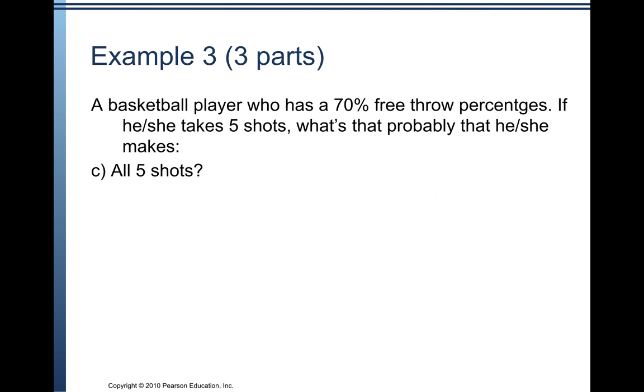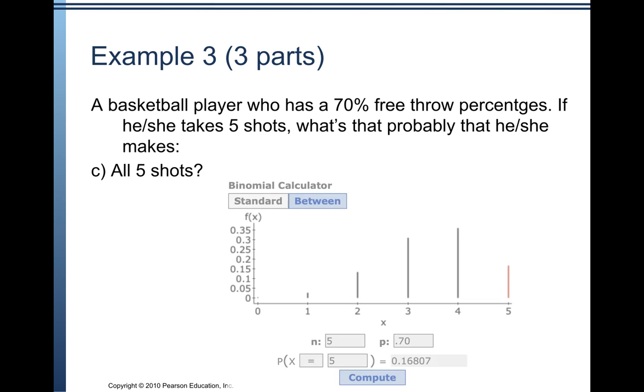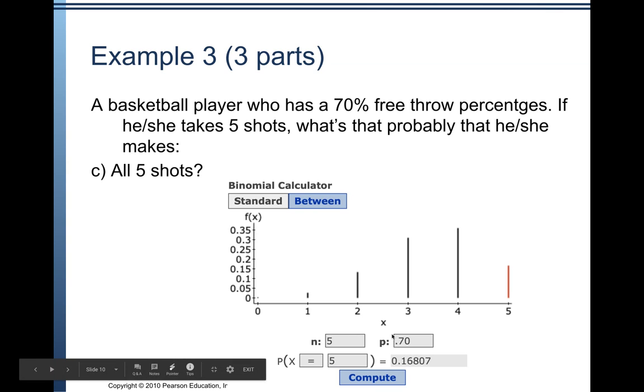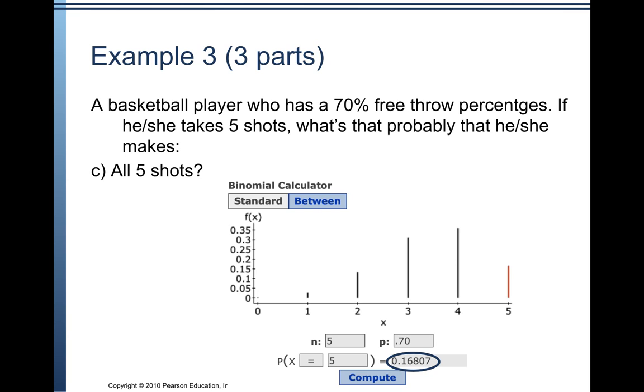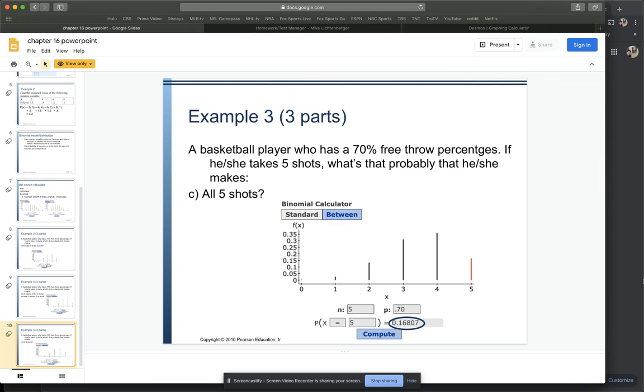Let's see. What's the probability that he or she makes all 5 shots? Again, same sample size, same probability. Notice I changed that to equals 5. So the probability that he makes all 5 shots is a little bit under 17%, 0.168. So that's our PowerPoint.